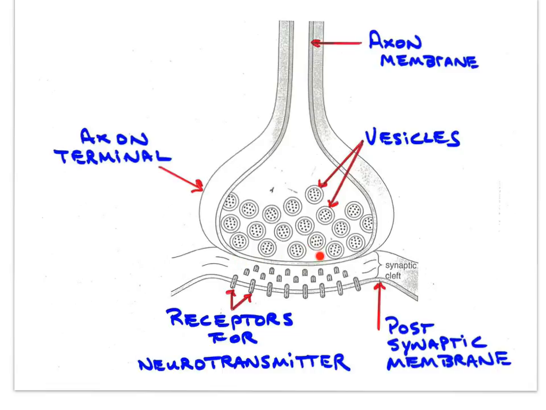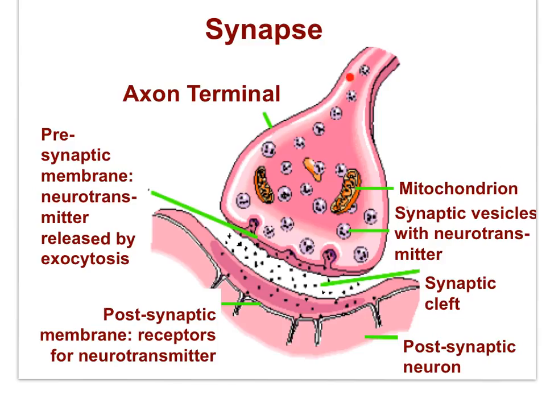They diffuse across to bind to the receptors, stimulating the action potential on the postsynaptic neuron membrane. Again, we can see the presynaptic axon terminal with vesicles containing neurotransmitter that gets released into the synapse by exocytosis. The postsynaptic membrane has receptors for the neurotransmitter. The neurotransmitter simply diffuses across the synapse.